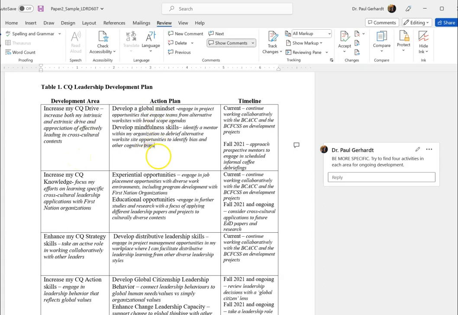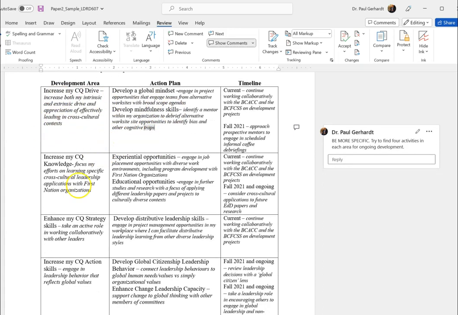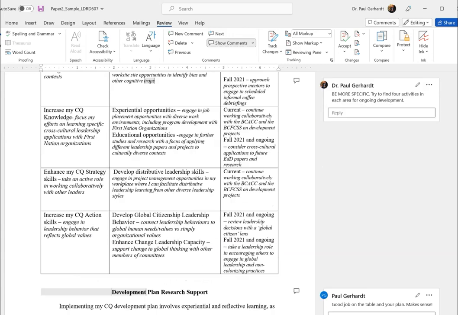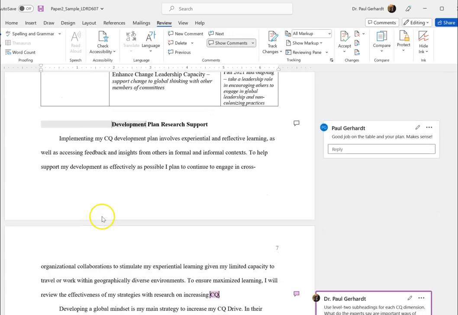But with more specifics related to the area of development, I do like the idea that he emphasized what these things are, why they matter. Okay, so development plan research support.